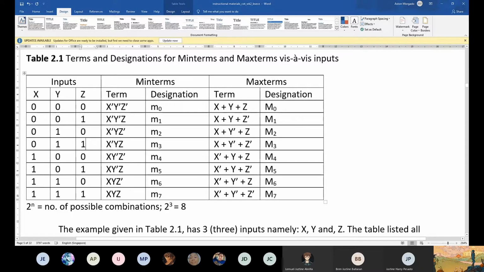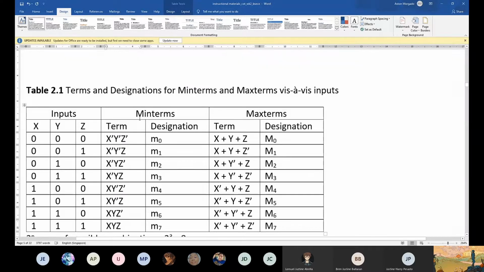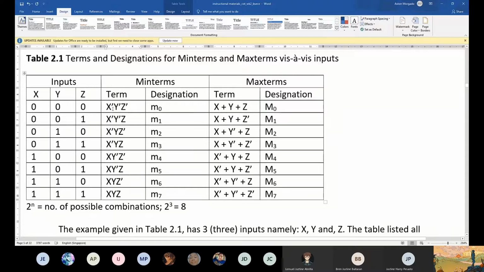So we start with minterms. When we say minterms, ANDing. And if the input is 0, it is represented by a prime. Halimbawa dito, X is 0, so it means X prime. Y is 0, so you have Y prime. And Z is 0, you have Z prime. Take note, minterm is ANDing, so that's why it is X prime times Y prime times Z prime.